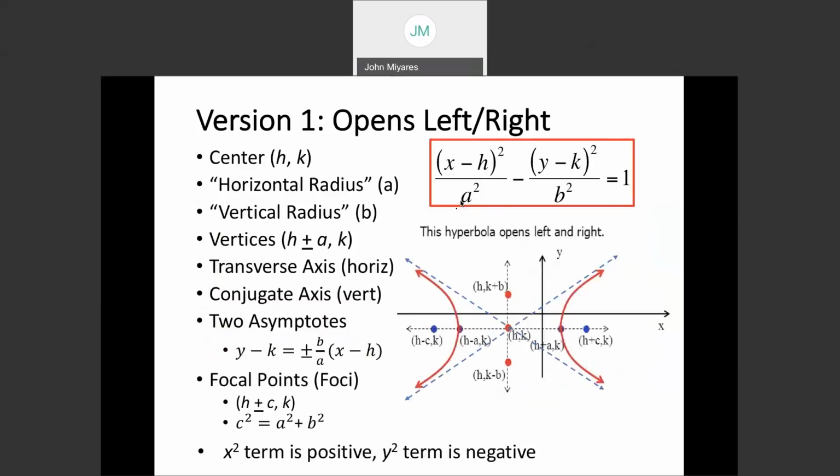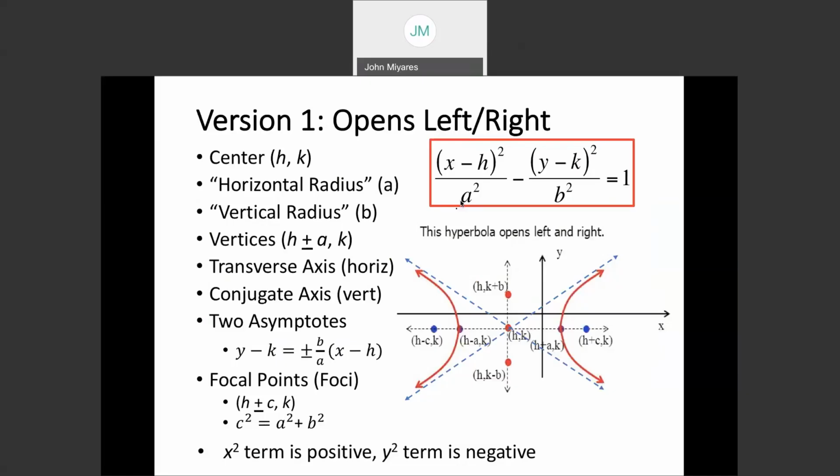The first hyperbola opens left-right, and its equation is given here as (x minus h) squared over a squared minus (y minus k) squared over b squared equals 1. Now, as you look at this, the equation looks very similar to an ellipse, except in between the two main terms, we have a minus sign instead of a plus sign. So if they look that similar, they must have similar features, right?